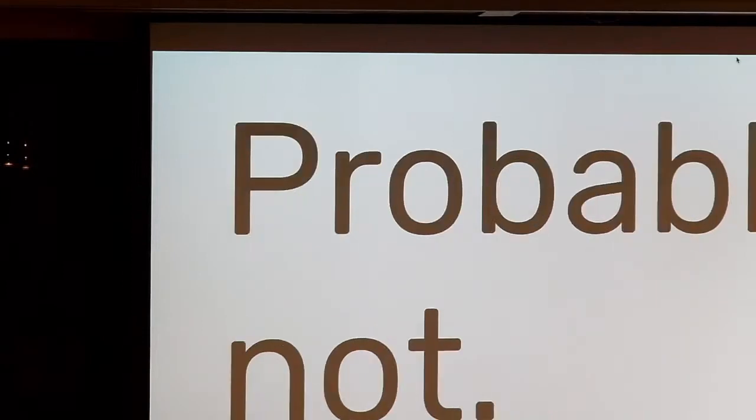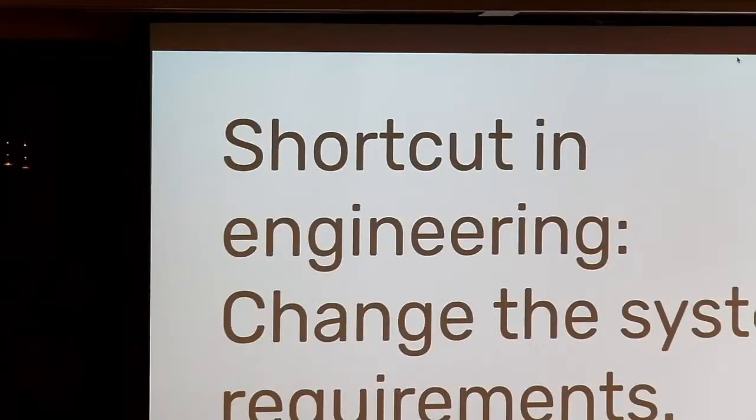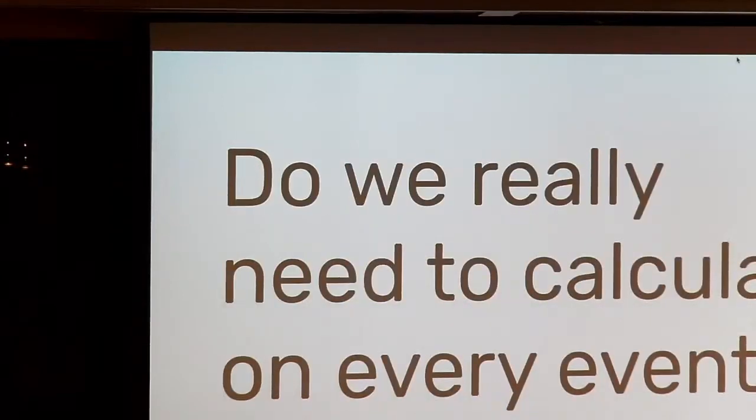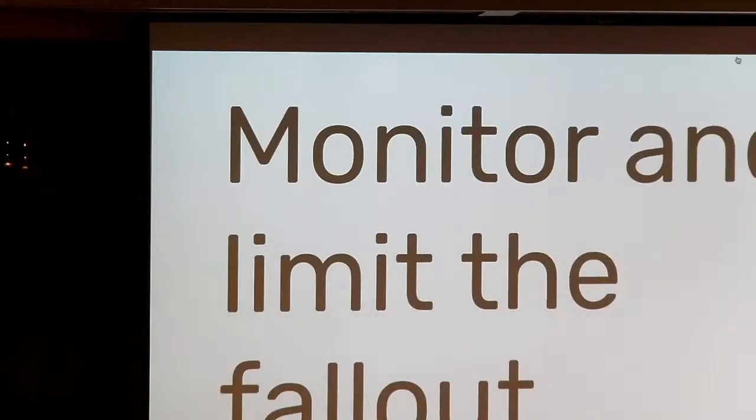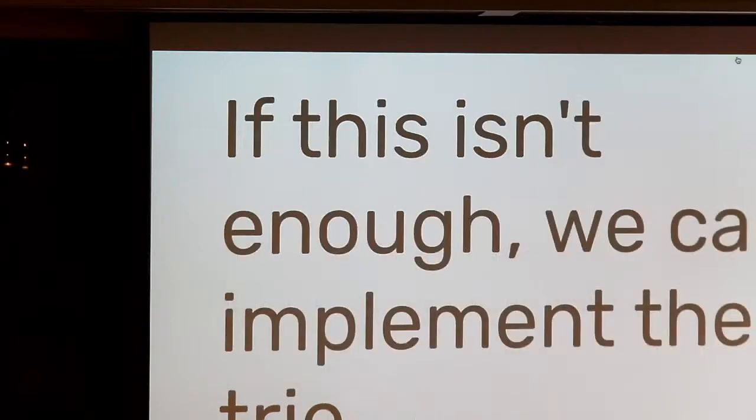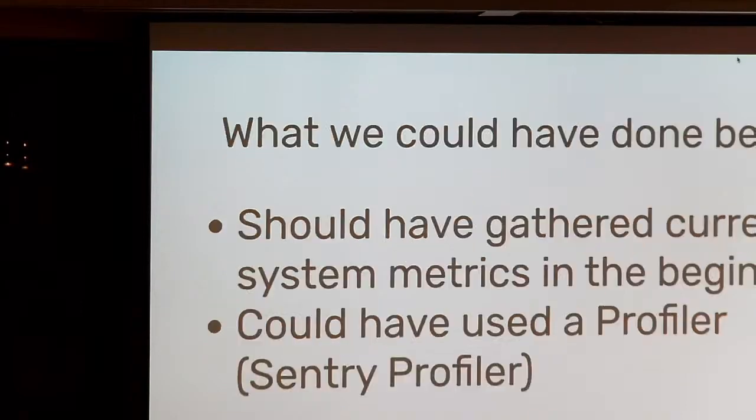So is this good enough? Probably not. Shortcut in engineering: change the system requirements. Do I really need to calculate on every event? Nope. We should debounce events and prevent unnecessary calculations. It should be good enough with that change in requirements. So we monitor and limit the fallout, and if this isn't enough, we can always implement the trie. But that comes with its own complexity, and it's not a silver bullet, so we'd still need to benchmark and test that solution as well.